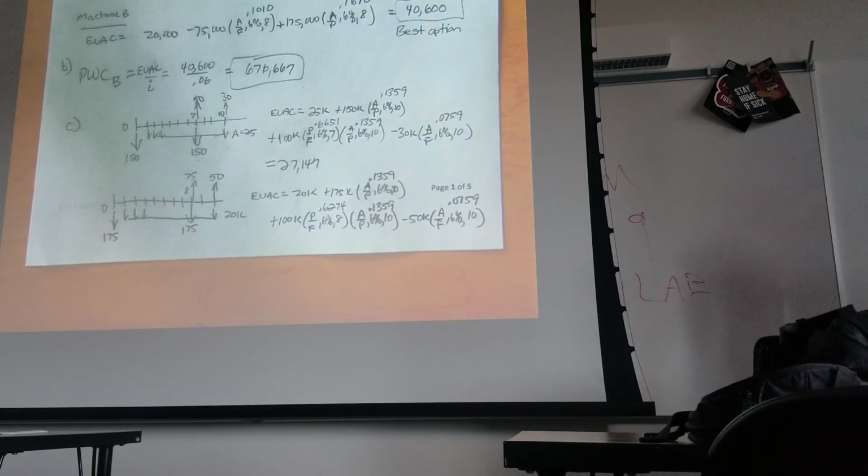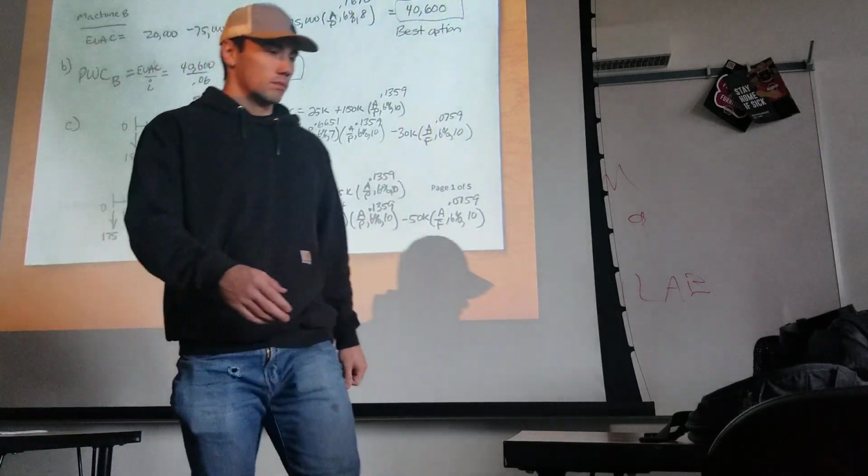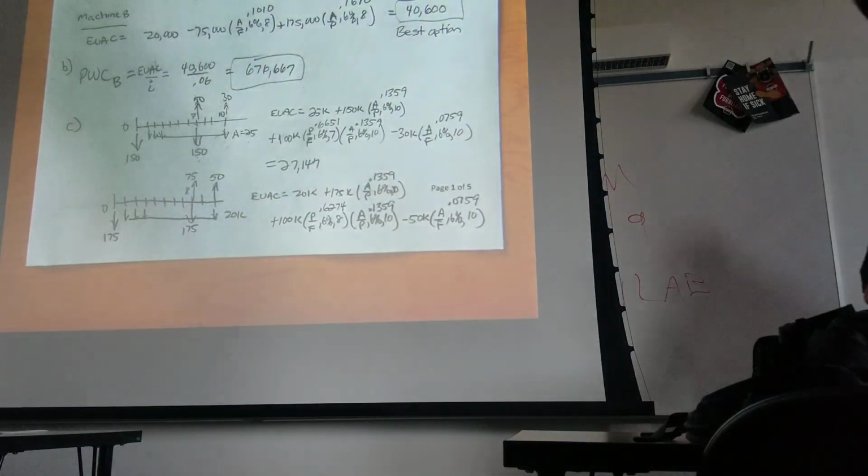So we take 20,000 plus 175 times 1359, plus 100 times 6274 times 1359, minus 50 times 0759. It's 48,515.